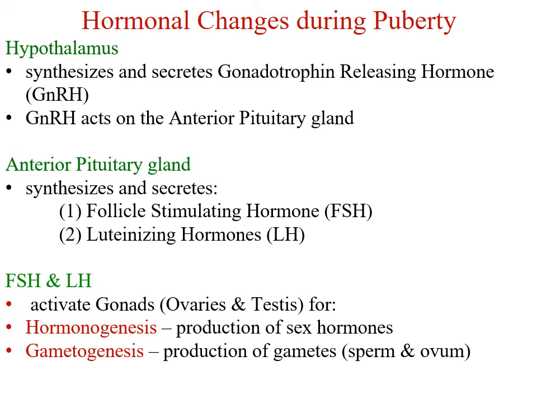Hormonogenesis means the production of the sex hormones, and gametogenesis means the production of gametes, sperms in the case of males and ovum in the case of females.